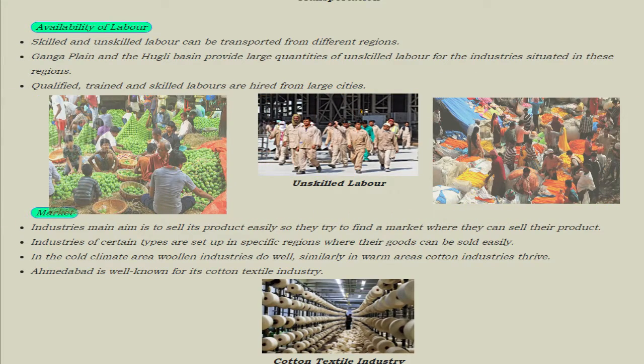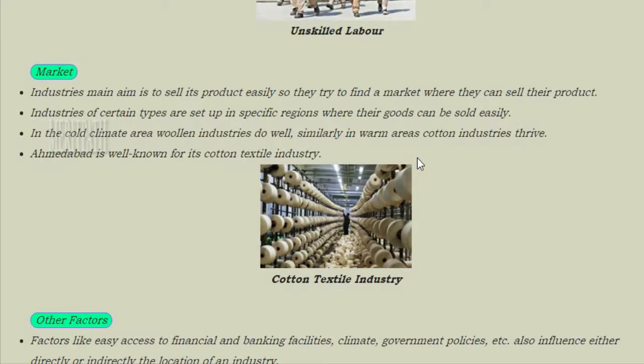Coming to the next factor, market. An industry's main aim is to sell its product, so it looks for a market where it can sell. Industries of certain types are set up in specific regions where their goods can be sold easily. Ahmedabad is well known for the cotton textile industry. Other factors such as financial and banking facilities, climate, government policies, etc. also influence location directly or indirectly.